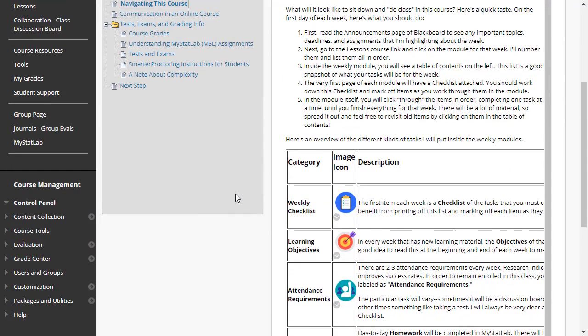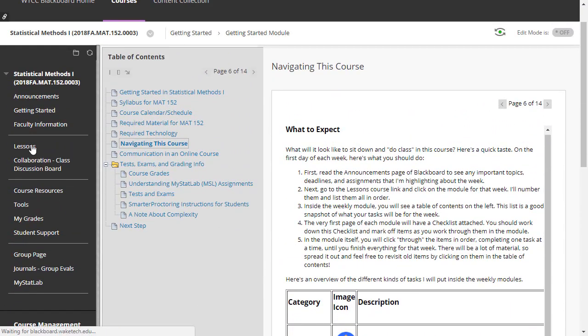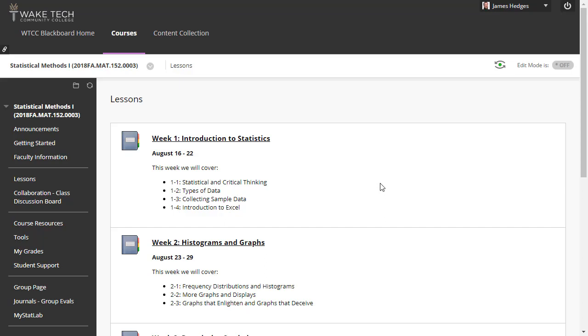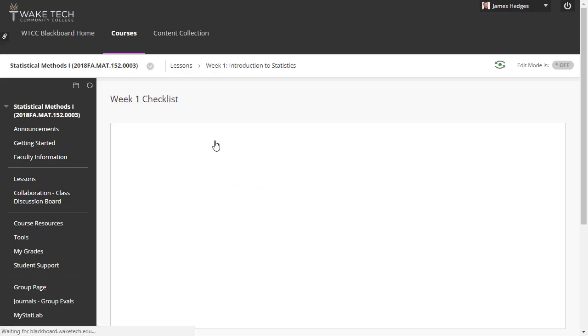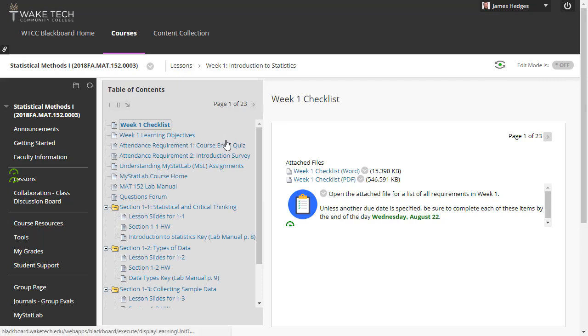Now we'll take a look at the lessons. Each week's lesson is contained in a lesson module, with the list of topics covered in this lesson defined in the write-up. Each weekly module has a table of contents which students can use to navigate throughout the different items in the week.